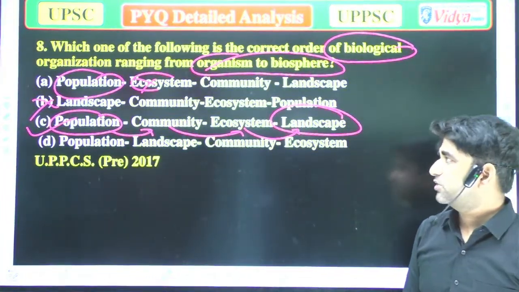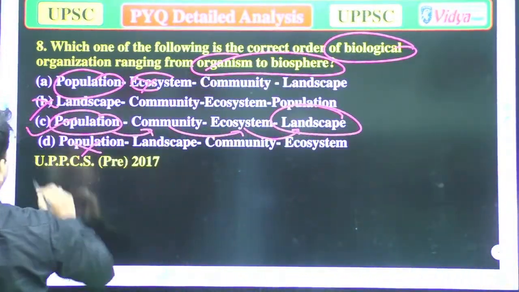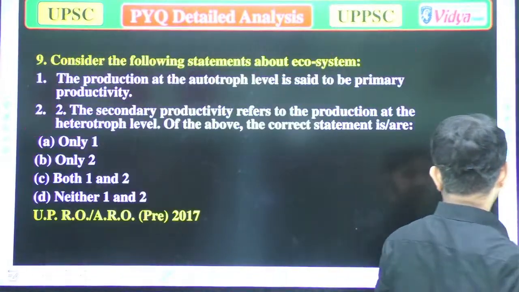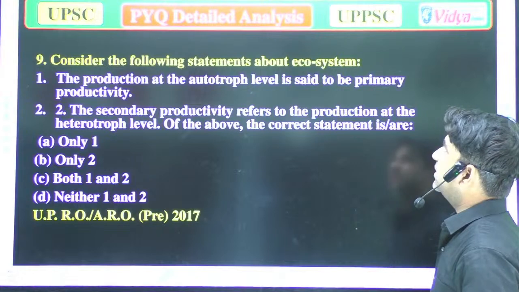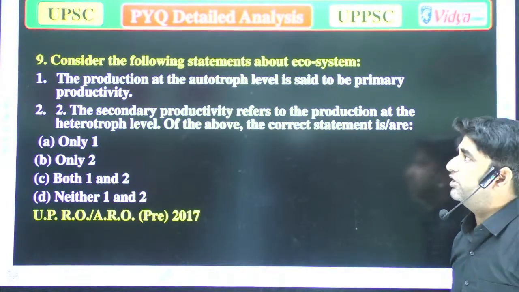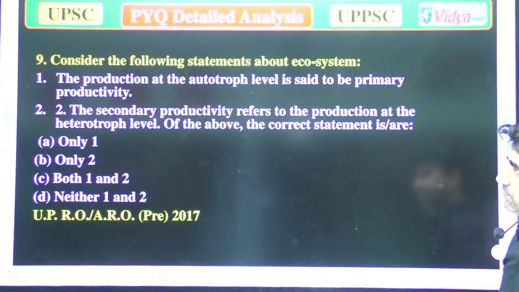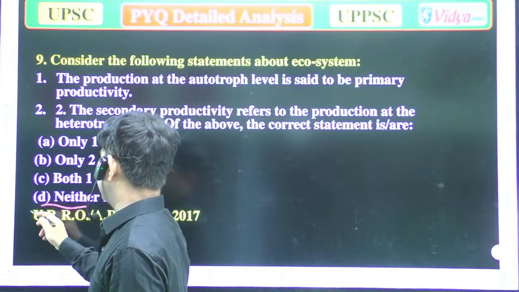So only option C is correct, and after that everything is wrong. So now we will move to the next question. Our next question is: consider the following statements about the ecosystem. It was asked in the UPPSC RO ARO 2017.